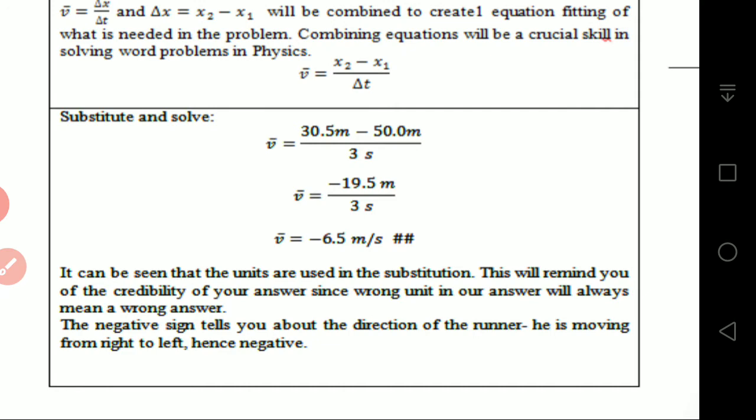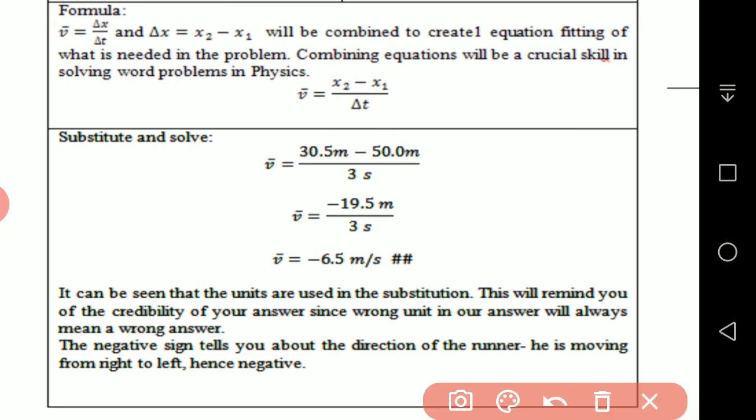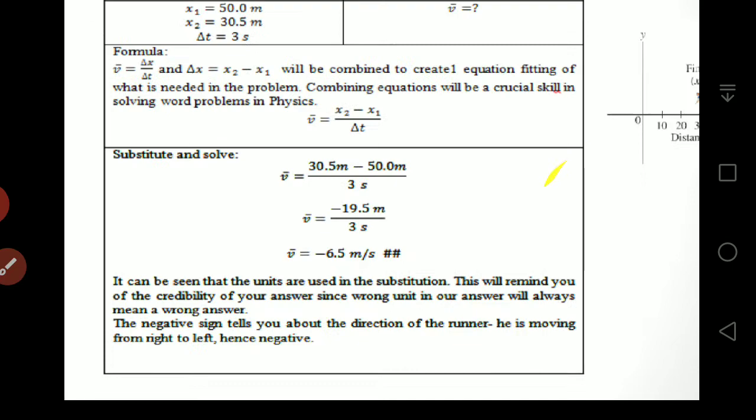It can be seen that the units are used in the substitution. This will remind you of the credibility of your answer. Kahit sa mismong pag-substitute natin, nilalagay natin yung units, kasi kung tama yung units na lumalabas, malamang tama din yung sagot natin. So, negative sign tells you what direction the runner is moving, from right to left. Kaya, negative.